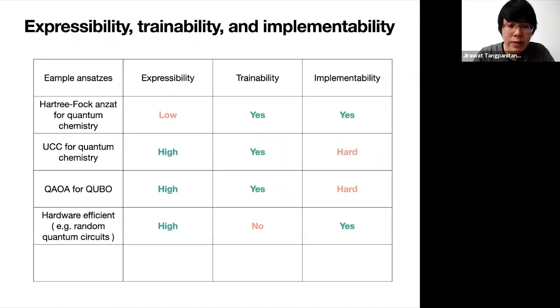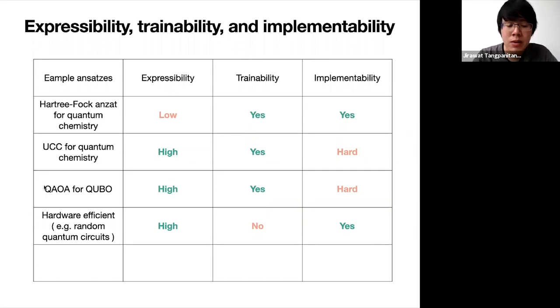So in order to have a useful VQA, you need to satisfy these three criteria, which are expressibility, trainability, and implementability. And so far, we haven't reached all three of them at the same time yet. For example, you can do a Hartree-Fock ansatz for quantum chemistry. This is a product state, so it has low expressibility. It's easy to train, it's relatively easy to implement. You can have a more complex ansatz, which is known as UCC, unitary coupled cluster for quantum chemistry, which is highly expressible. We can train it, but it's very hard to implement.